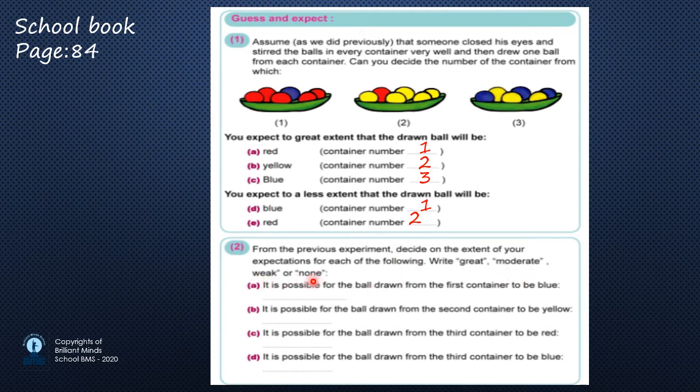Great means its probability is very big. Moderate, between, half and half. Weak, less, near to 0. None, equal 0. Okay? So, number A.